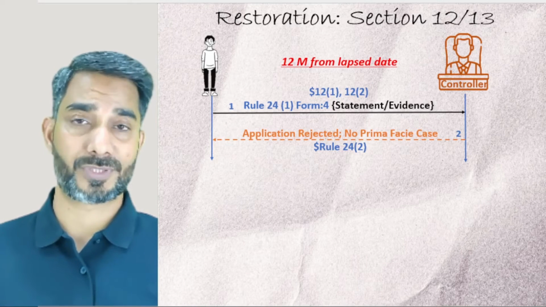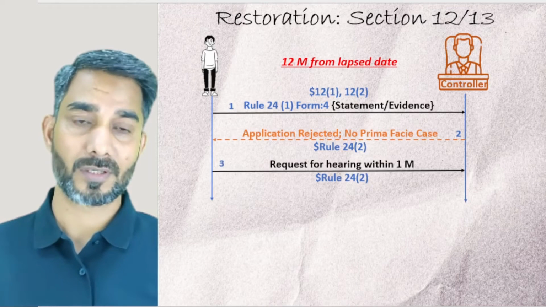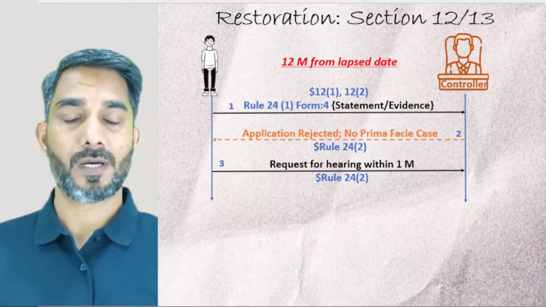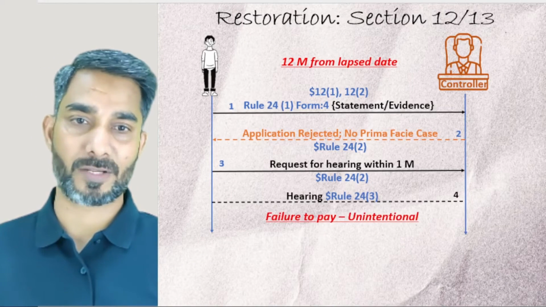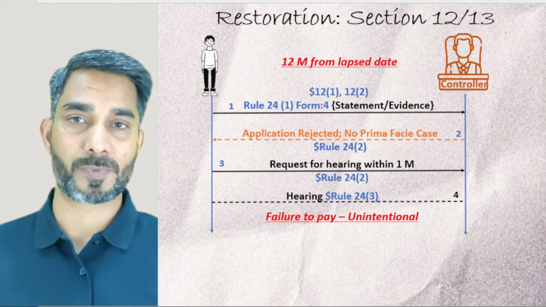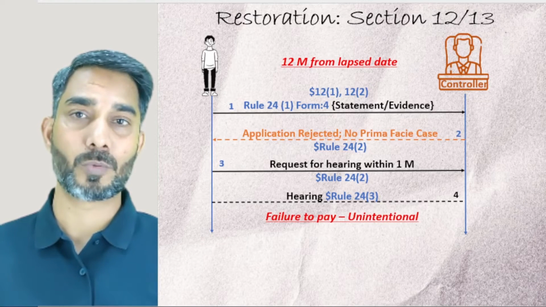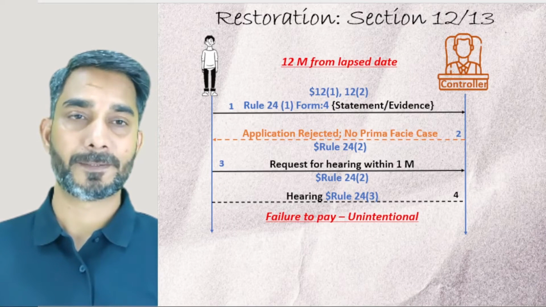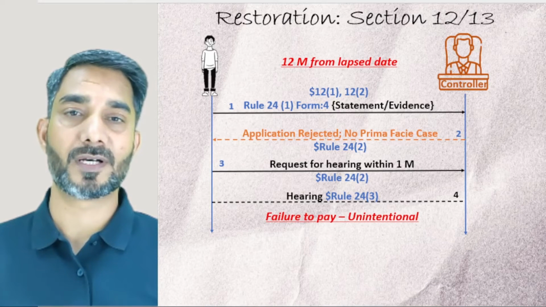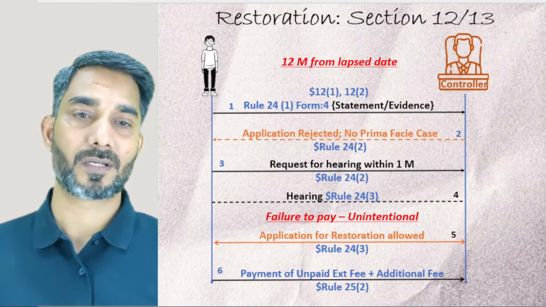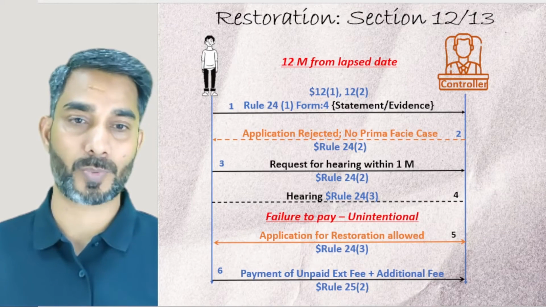The applicant has an option to request a hearing with the controller within 1 month from receiving such a rejection from the controller, under Rule 24.2. The controller provides for a hearing as per Rule 24.3, where arguments can be discussed orally, and the applicant is provided with an opportunity to justify that the failure to pay the renewal fee was not intentional. It was unintentional, a genuine lapse, if you can say that. If the controller is satisfied with the arguments made by the applicant and is convinced that the failure to pay was indeed unintentional, then the controller will allow the restoration of the application as per Rule 24.3.